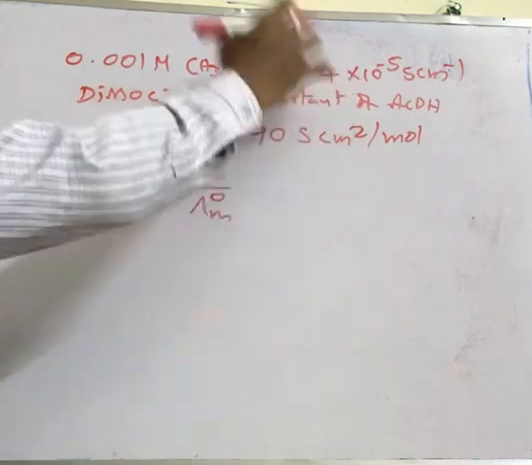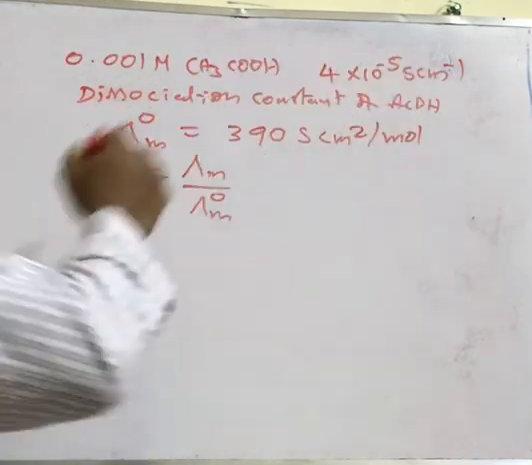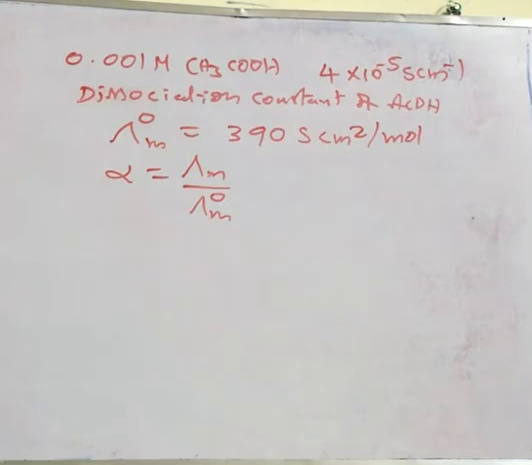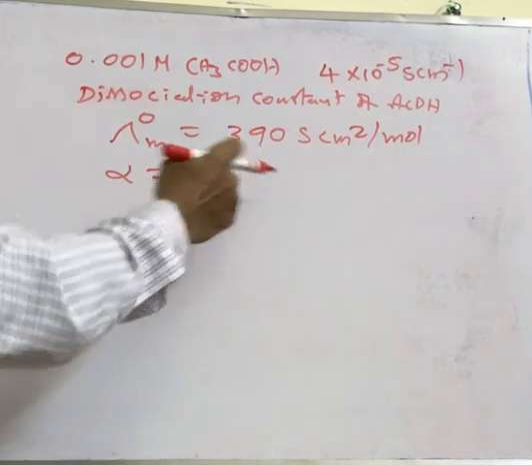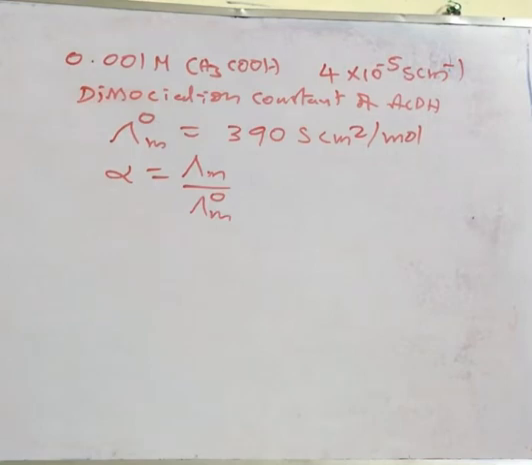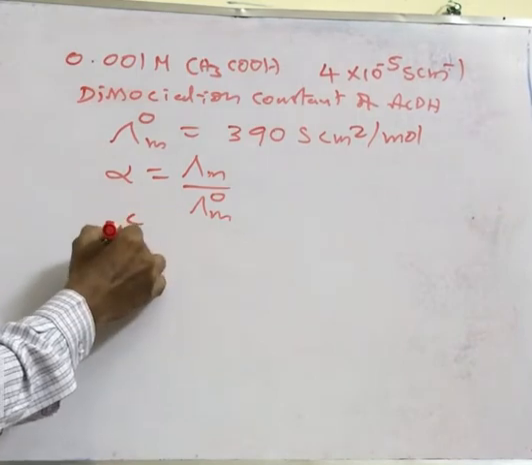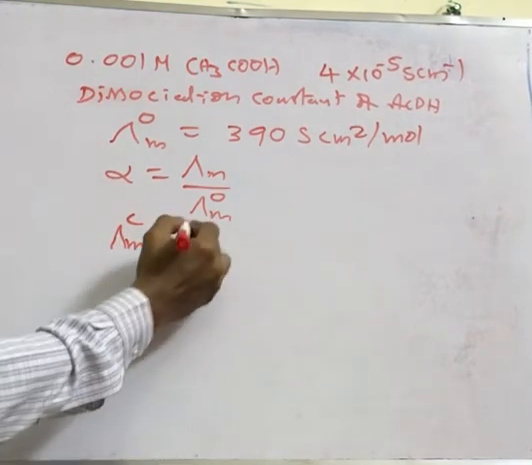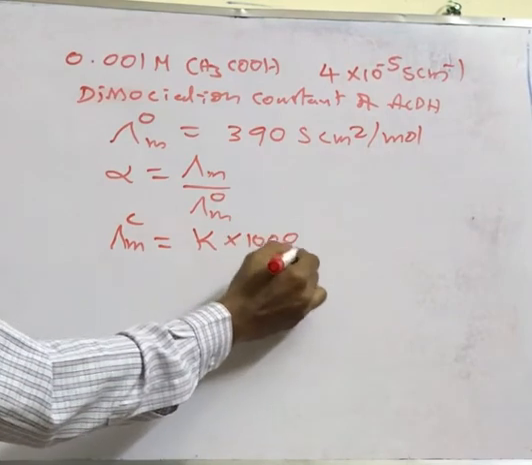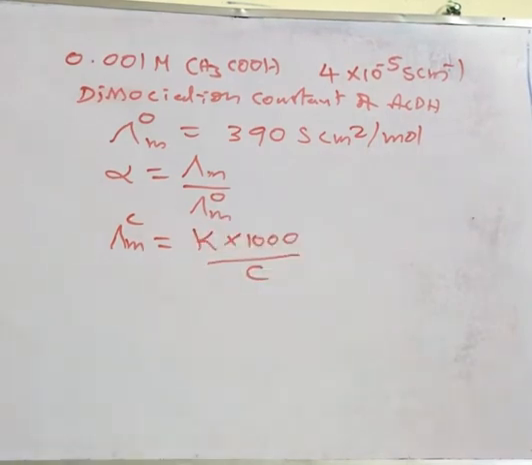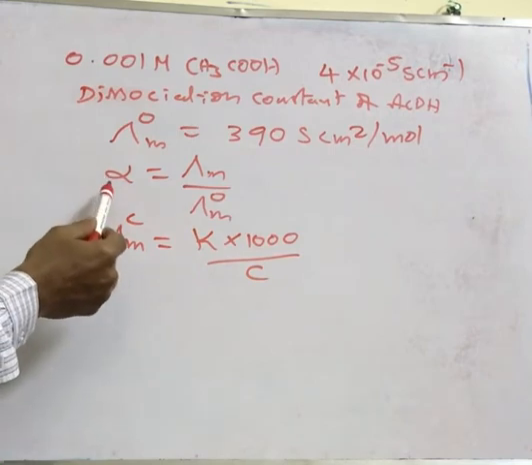But here they have given only conductivity, as you can see from the units. It was mentioned that the conductivity of this molar acetic acid is 4 into 10 power minus 5 Siemens per centimeter. Now we need to find the relation between conductivity and molar conductivity. The molar conductivity at a concentration C is equal to conductivity multiplied by 1000 divided by the concentration. You need to remember this expression so it is easy to solve this problem. So first we need to get the degree of dissociation. Why do we have to get the degree of dissociation?